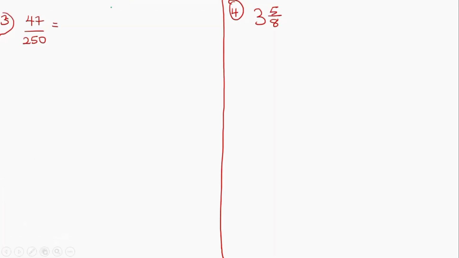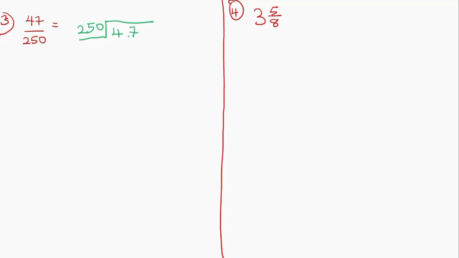Alright, we have this question right here. It's a proper fraction, same method. Make use of your long division right here. Now the denominator stays outside, alright, and the numerator stays inside.